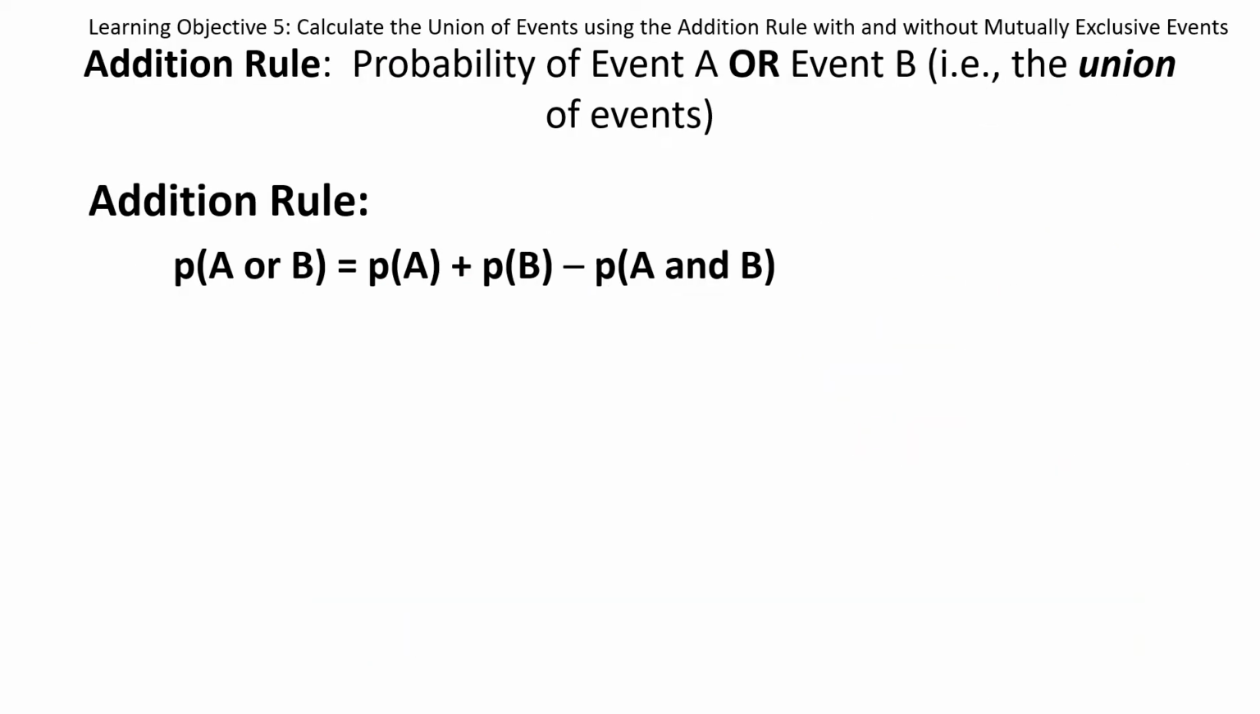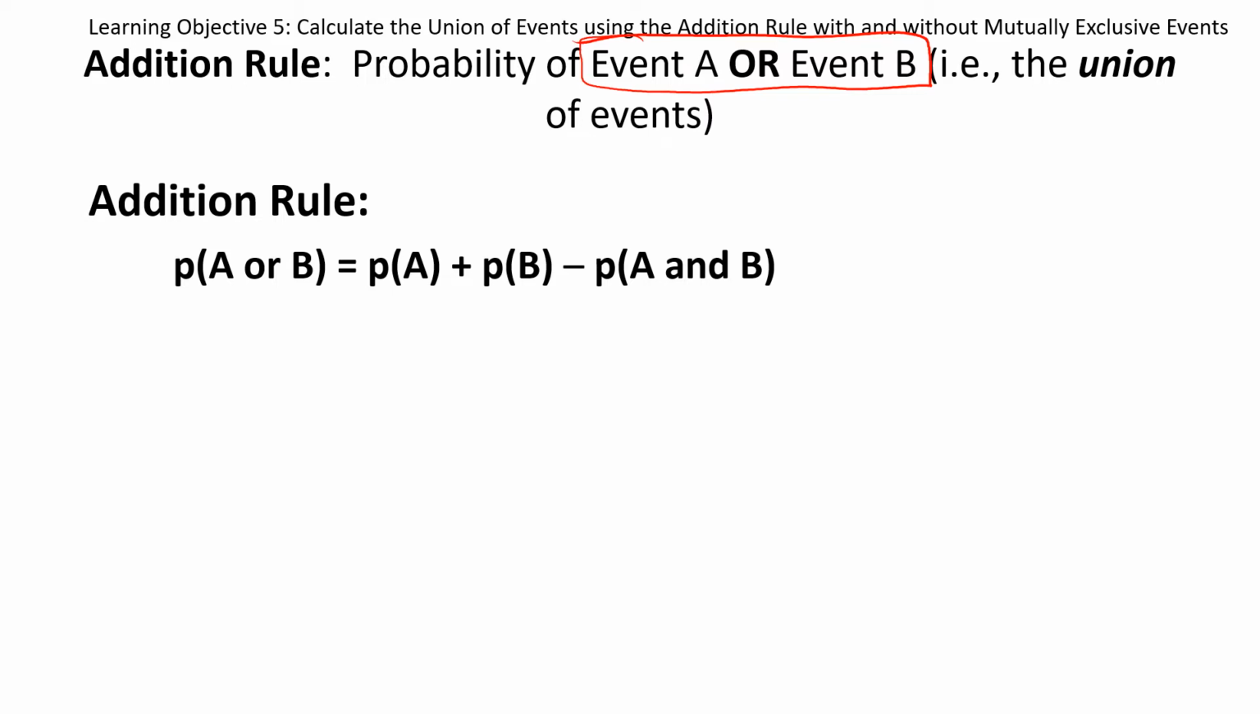Next thing we're going to look at is the union of events. The last thing we looked at was the intersection of events. Let's look now at the union of events. We'll come back and look at the intersection of events again later, but right now we're going to talk about the union of events. The union of events is the probability of event A or event B. The previous one we looked at was event A and event B. When we're looking at the union of events, we're looking at A or B.